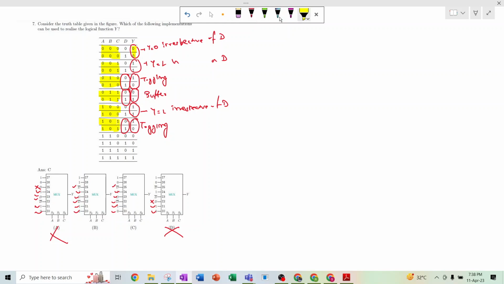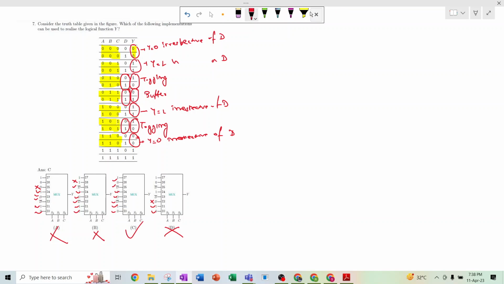The next thing, if we look, this is 1 1 0, that means it is 6. So whatever be the input, irrespective of that, output is equal to 0. So y equal to 0 irrespective of D. So the output is 0, so this one will not be the answer because it is 1, so it should be 0. So C will be the right answer.